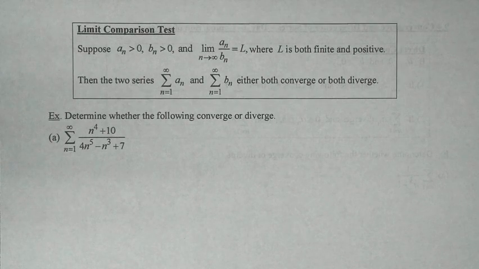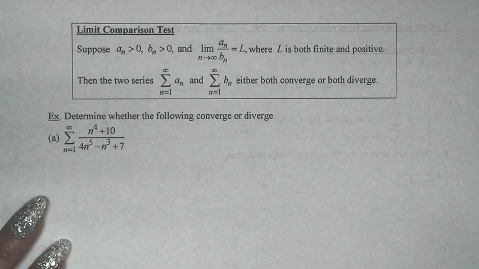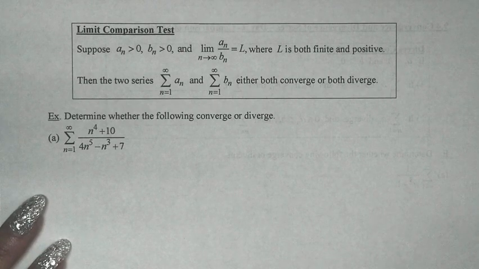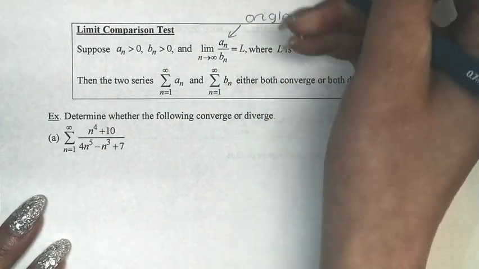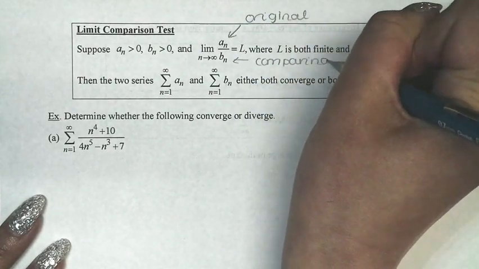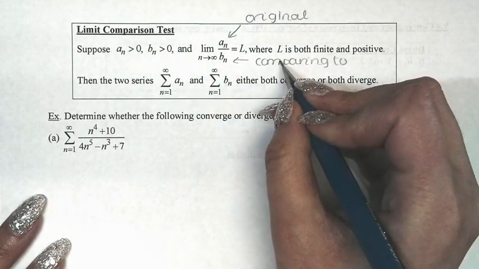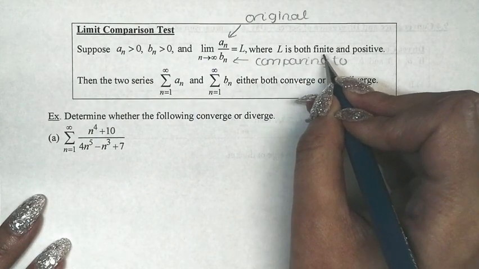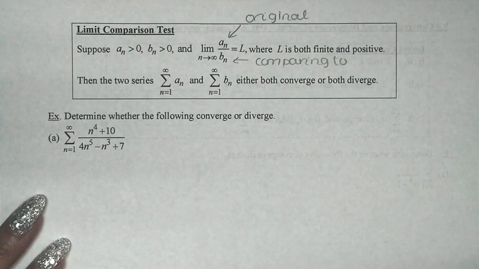Suppose that a sub n is greater than 0, b sub n is greater than 0, and we have that the limit when n approaches infinity of a sub n divided by b sub n is equal to L. You're going to tell me which one is which. Well, this is the original, the one that we're looking at, and this is the one that we're comparing it to. Suppose that the limit gives you a number, let's call it L. L must be finite and positive so you can conclude. By finite, it means it cannot be infinity, it cannot be negative infinity, it cannot be a negative number.